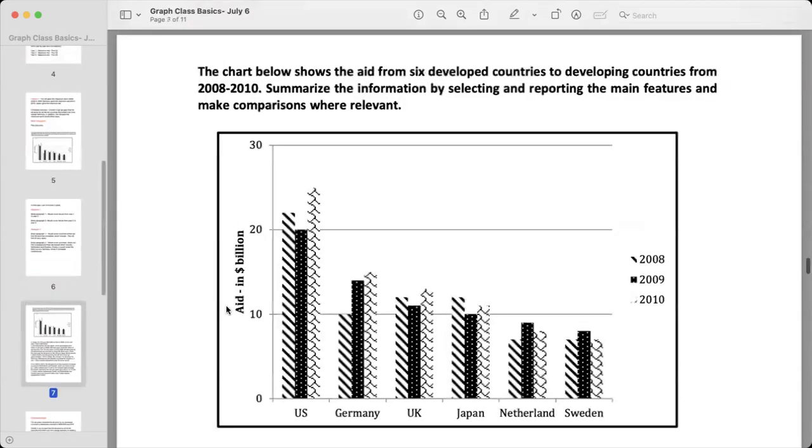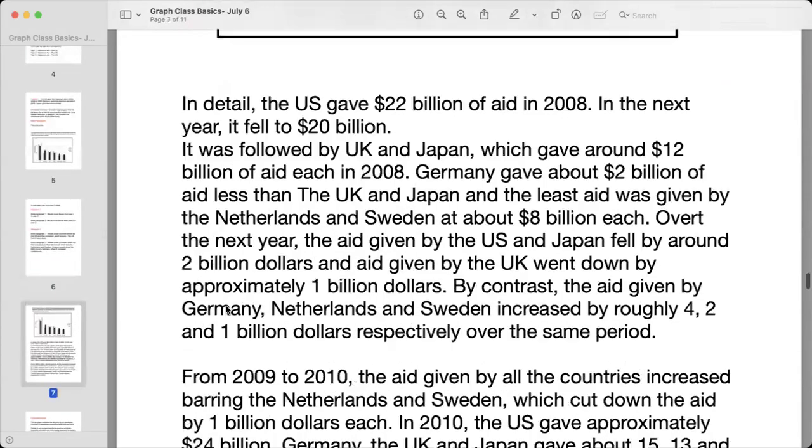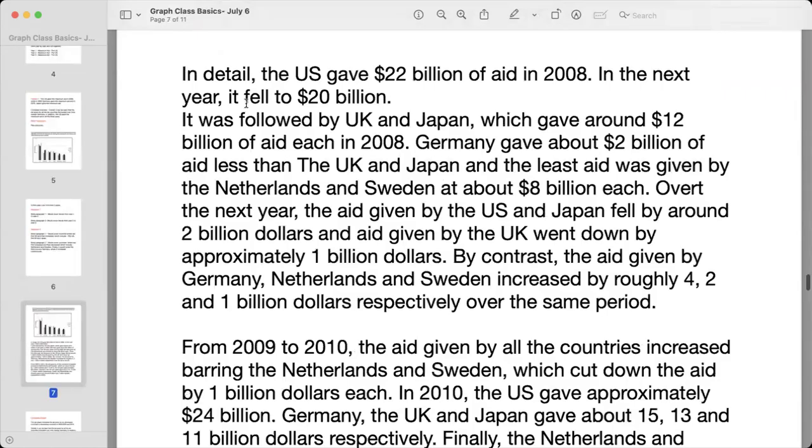Okay, moving forward. I've written the body paragraphs here. So I started with the US. The US gave $22 billion of aid in 2008. I've given the data for all the countries in the first year. So the US was followed by the UK and Japan, which gave around $12 billion. Then Germany gave $2 billion less than the UK and Japan. And the least aid was given by the Netherlands and Sweden at $8 billion.